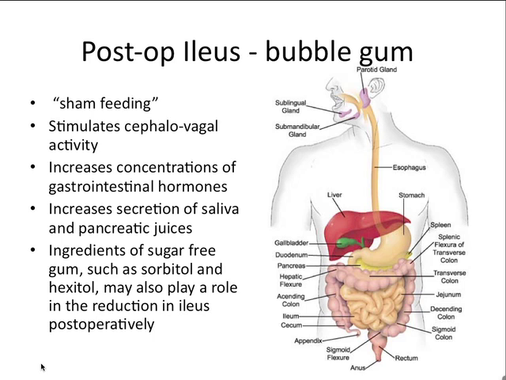So the idea is that if you chew chewing gum 3 times a day immediately post-operatively, it can reduce the length of your post-operative ileus. Now, it's described as a form of sham feeding. Sham feeding means that a substance enters the mouth but doesn't enter the stomach. It stimulates cephalovagal activity, and what that does is it increases motility and inhibits the inhibitory sympathetic input to the bowel. The other things it does is increase your gastrointestinal hormones, such as neurotensin and cholecystokinin, and they're all important with vagal stimulation of smooth muscle. There's also an increase in saliva and pancreatic juices, and some of the ingredients such as sorbitol and xylitol may well play a role.